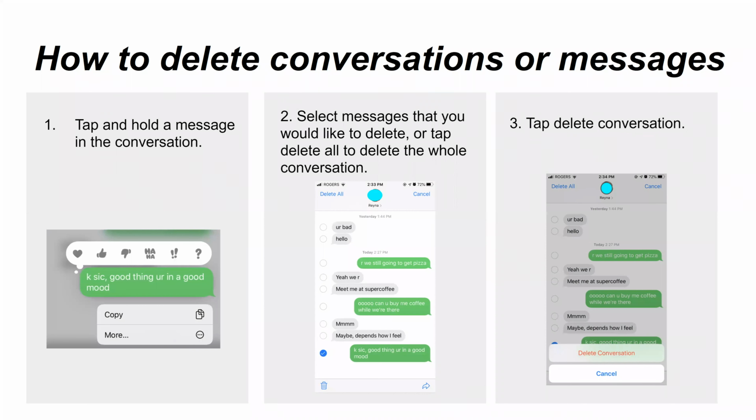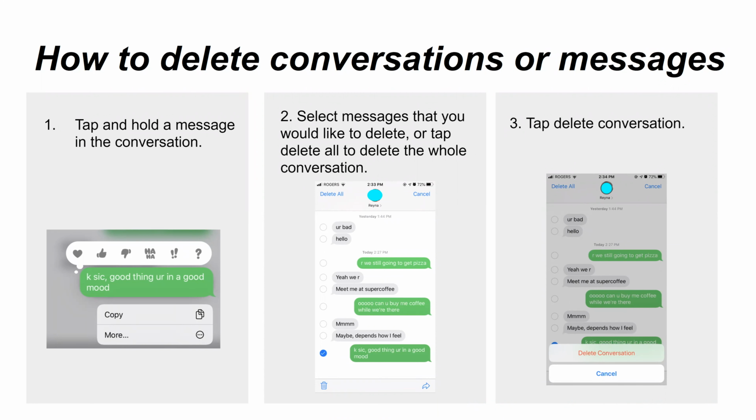You also have the ability to delete conversations or messages. And to do this, tap and hold a message in the conversation. You'll then see a little menu pop up at the bottom of your screen along with the Tapback. Over here, you have the option to copy or click More. By clicking More, it'll bring you to a new screen where you can select the messages that you would like to delete, or tap Delete All to delete the entire conversation.